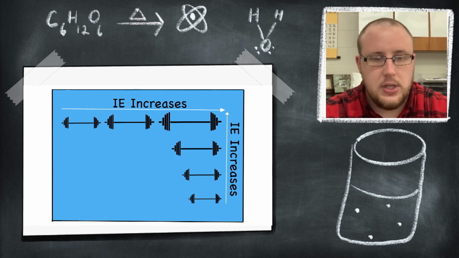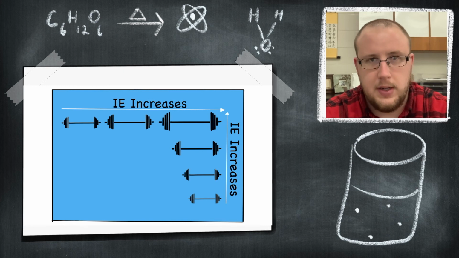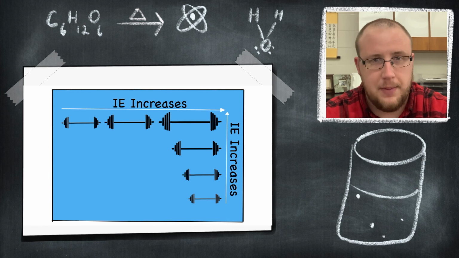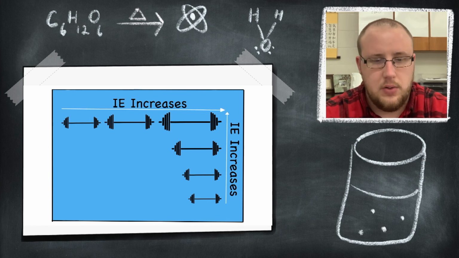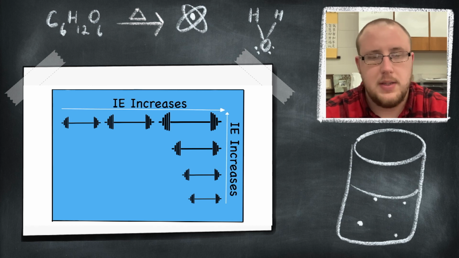Our ionization energy trend is it increases as we go from left to right on our periods, and then it increases as we go up our family, so from the bottom to the top. So ionization energy increases from left to right and from bottom to top.